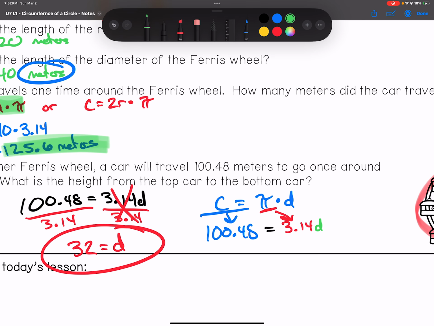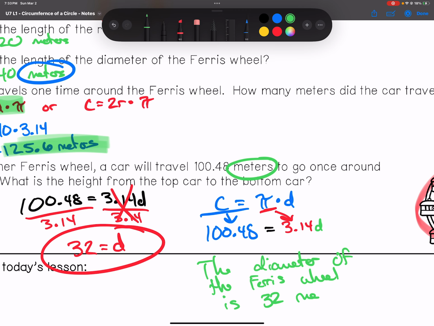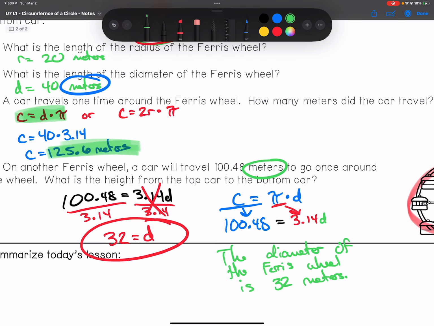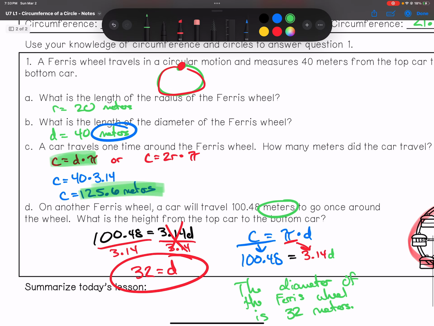So the diameter of the Ferris wheel is 32, and we're talking about meters. 32 meters. Zoom out in case you didn't get something.